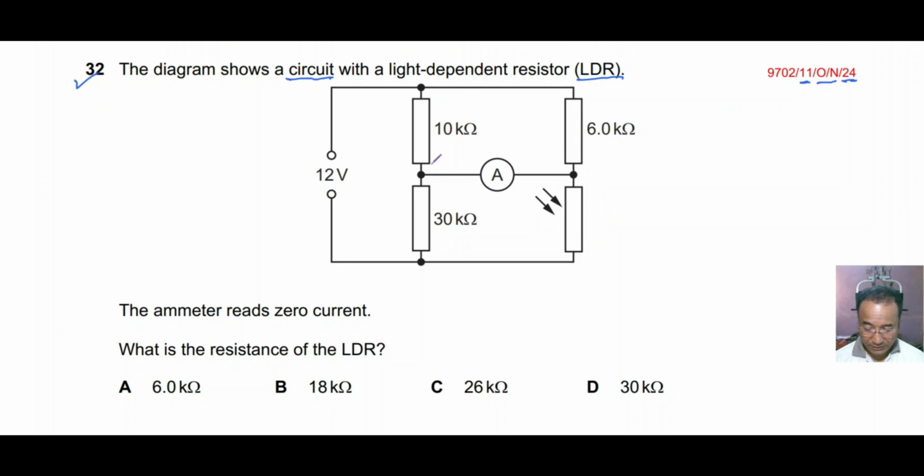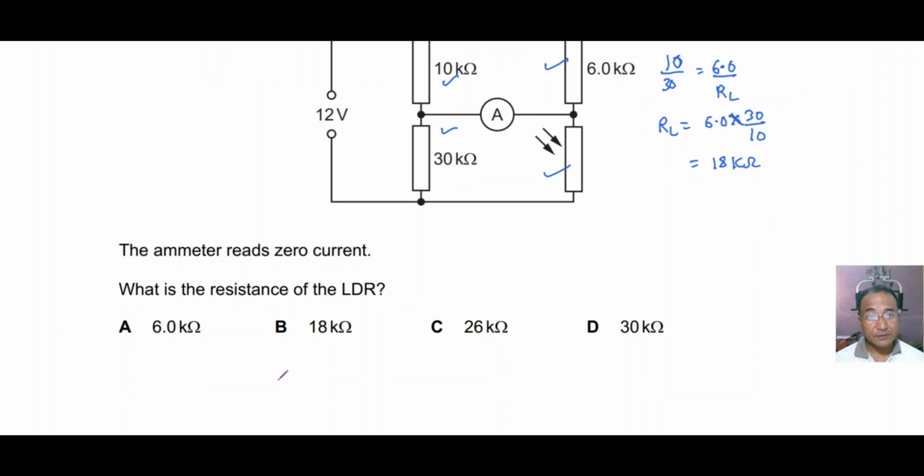When the bridge is balanced, the ratio of this resistance and this resistance, which is 10 by 30, should be equal to the ratio of this and this, which is 6.0 by the resistance of the LDR, RL. So this gives us RL is equal to 6.0 into 30 by 10. 10 3s are 30, 3 6s are 18 kilo ohm. So all are in kilo ohm, so it is simply 18 kilo ohm. And this gives choice number B as the answer.